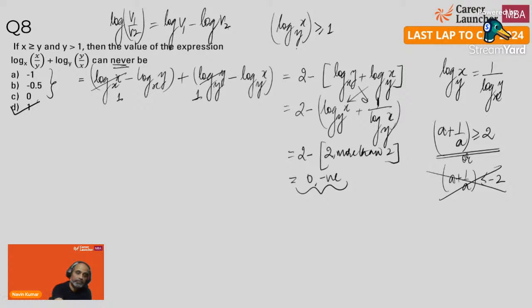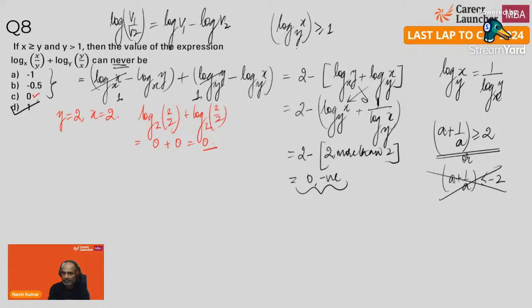Right? Second, I'll assume certain values of y. Let's say I take y is equal to 2 and x is equal to 2. When I do that, my log is going to be log 2 by 2 to the base 2 plus log 2 by 2 to the base 2. So what I see is log 1, which is 0, and log 1, which is 0. So 0 is definitely possible. Then I'm going to take y is equal to 2 and x is equal to 4 because x can be greater than y.